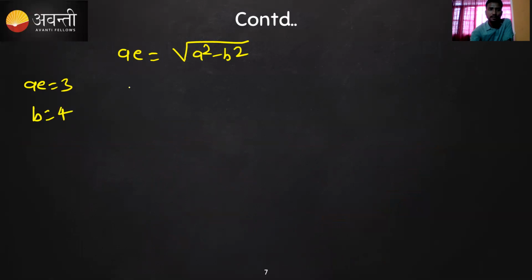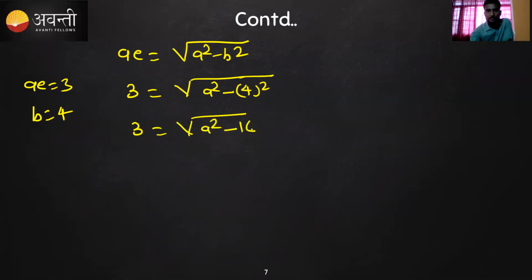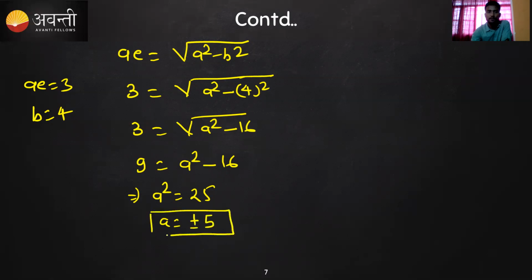So what we can write is 3 equals root under a square minus 4 whole square, so it will be 3 equals root under a square minus 16. So it will be 9 is equal to a square minus 16. From here a square will be 9 plus 16, which is 25. So from here what you will get is a is equal to plus minus 5, right guys?